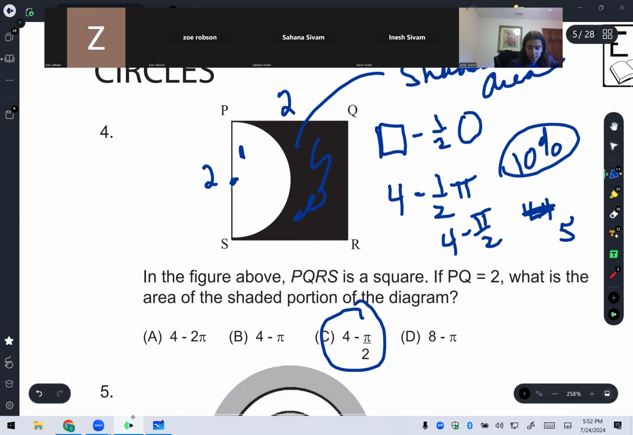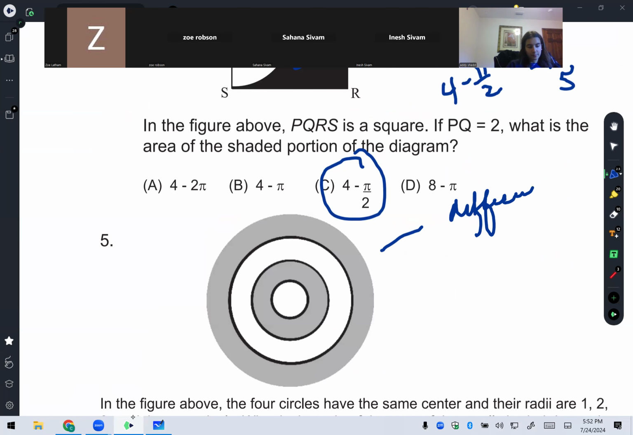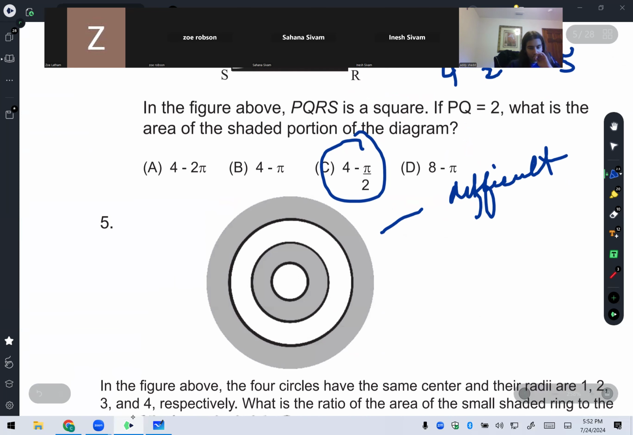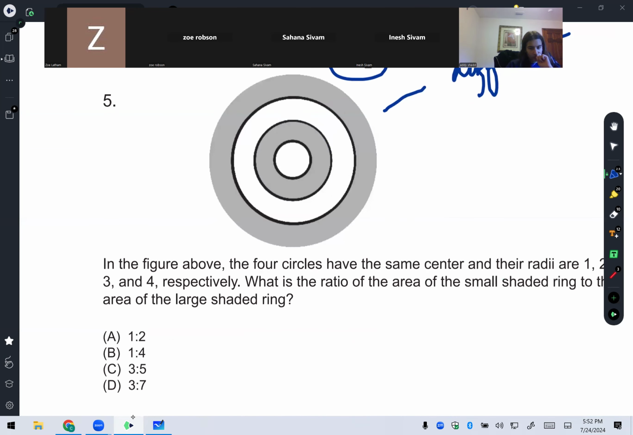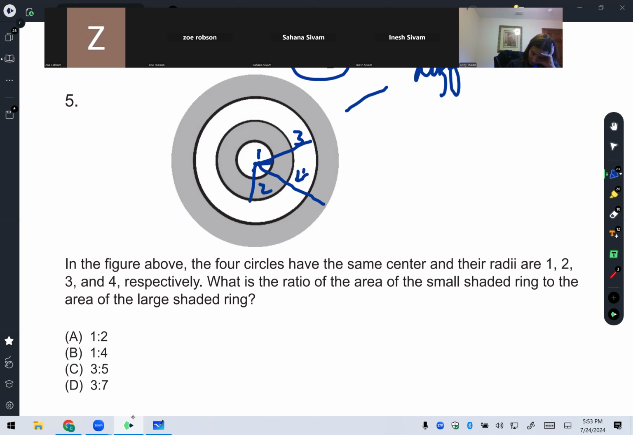Now this is a hard one. Like I said, because this is an intelligent group, I'm going to try to get the whole question on here. Okay, so in the figure above, the 4 circles have the same center and their radii. So this radius will be 1. This one will be 2. This will be 3, and the big radius is 4. And you can work ahead of me if you'd like.